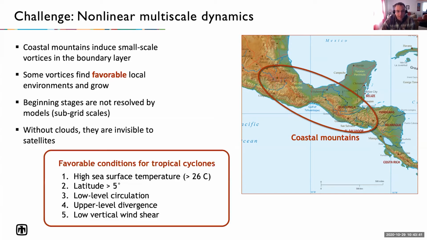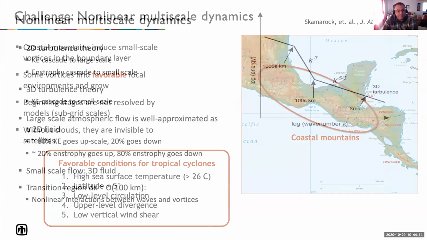So that's what happened. And favorable for a tropical cyclone means these five criteria. These were our rules of thumb at the forecasting center. If you had a low-level circulation center moving over high sea surface temperatures greater than 26 Celsius, with a latitude of greater than 5 degrees, so that there's sufficient Coriolis force for rotation, and you combine that with a little bit of upper-level divergence and low amounts of vertical wind shear, the probability is you're going to get a tropical cyclone. And that's what happened when our ship was in that area.